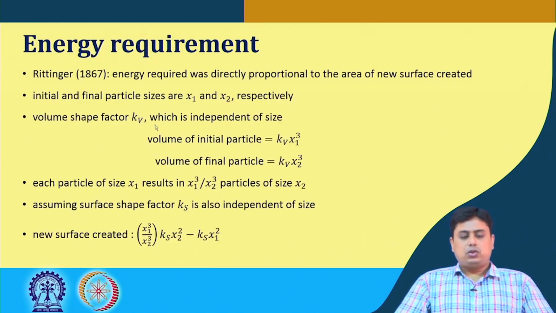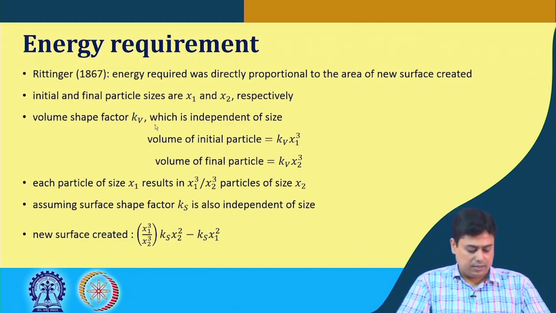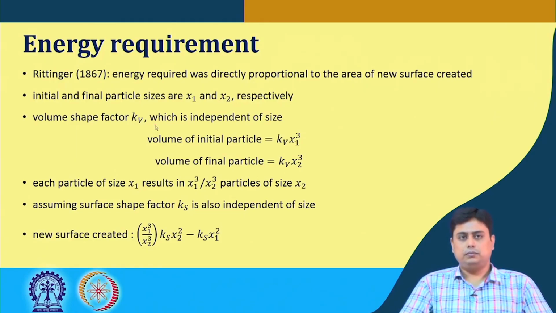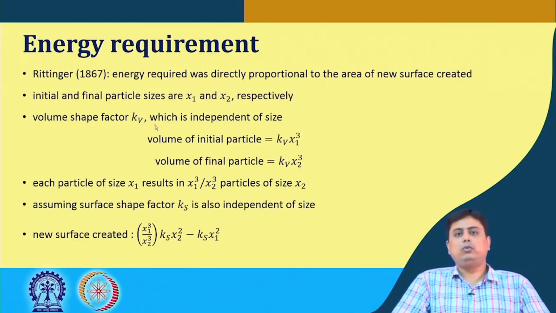So, that brings us to the point that now we have to estimate the energy requirement of such equipment or such processes of size reduction. There are three main laws or postulates. One of such, the first one in chronological order, is Rittinger's law. He proposed that the energy required to create the new surface was directly proportional to the area of the newly created surface.